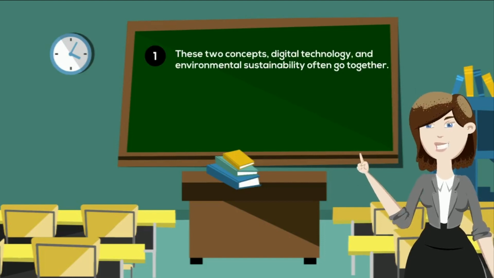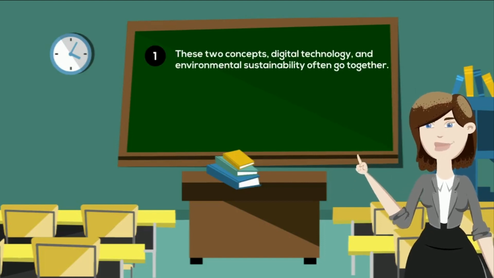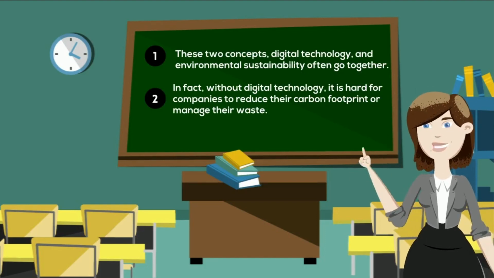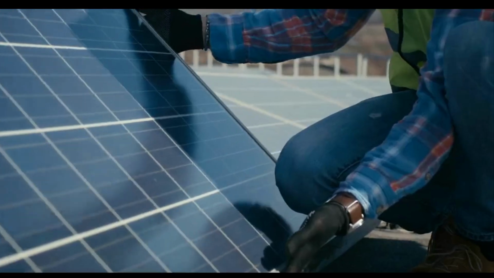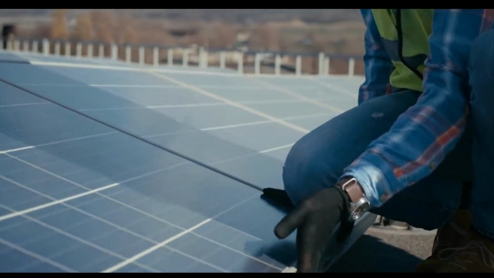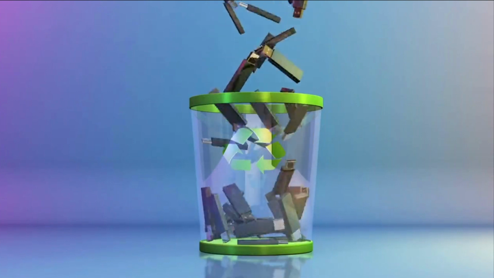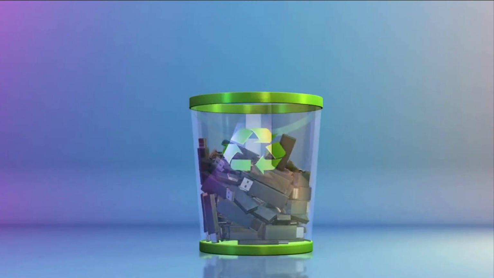Those two concepts, digital technology and environmental sustainability, often go together. In fact, without digital technology, it's hard for companies to reduce their carbon footprint or manage their waste. And at the same time, without a full understanding of sustainability, the energy drawn from technology can be wasted, and companies can produce a lot of e-waste, or electronic waste, which is very harmful to the environment.